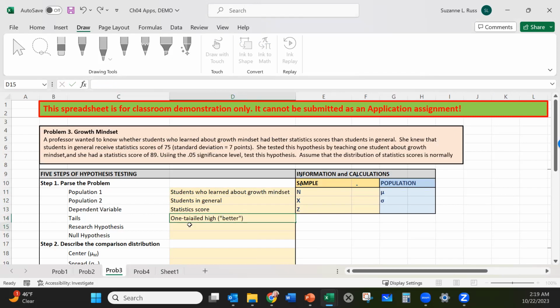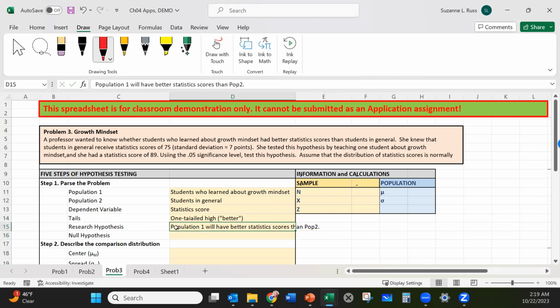And the research hypothesis is that population 1 will have better statistics scores than population 2. I'm just going to write POP2. And the null hypothesis is exactly the same. So I'm going to copy it and paste it and just add the word not.